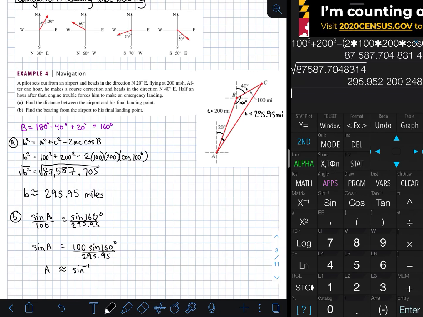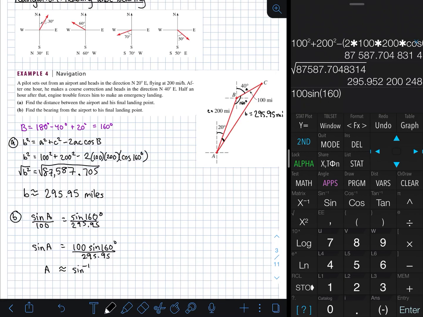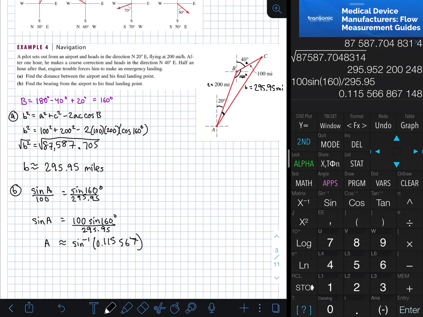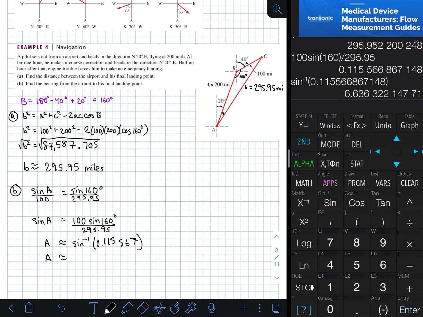Let's plug that into a calculator. We get 100 sine 160 divided by 295.95, and you get something like 0.11. So inverse sine of 0.115567. I'm going to keep as many decimal places as I can. And you get A is about the inverse sine of that, which is about 6.636 degrees.